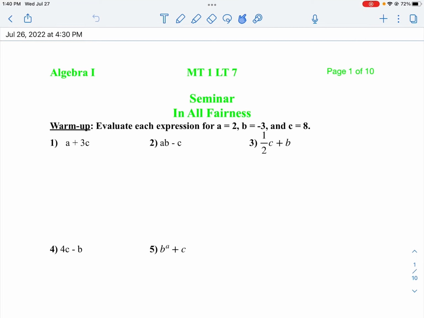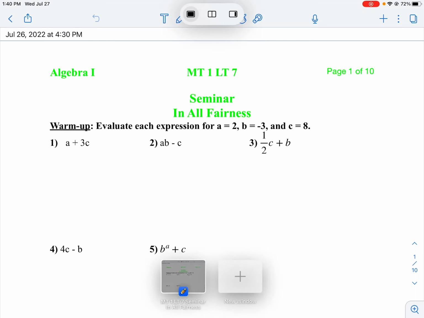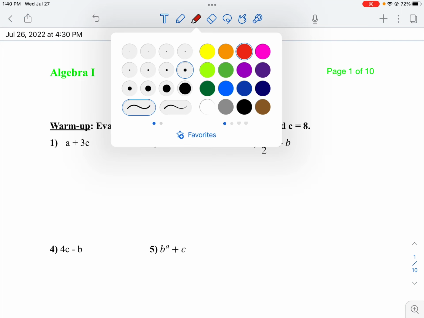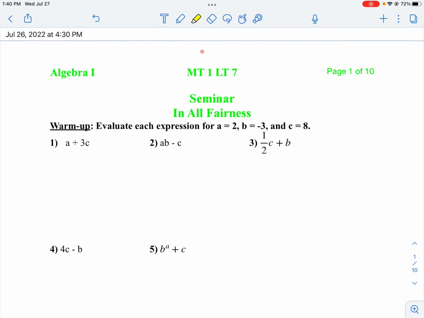Let's take a look at the review of your entrance ticket for those of you who need it, or just to check your work. On questions 1 through 5, we're just going to substitute our expressions, our numbers, into our problem here. Notice A is 2, B is -3, and C is 8.